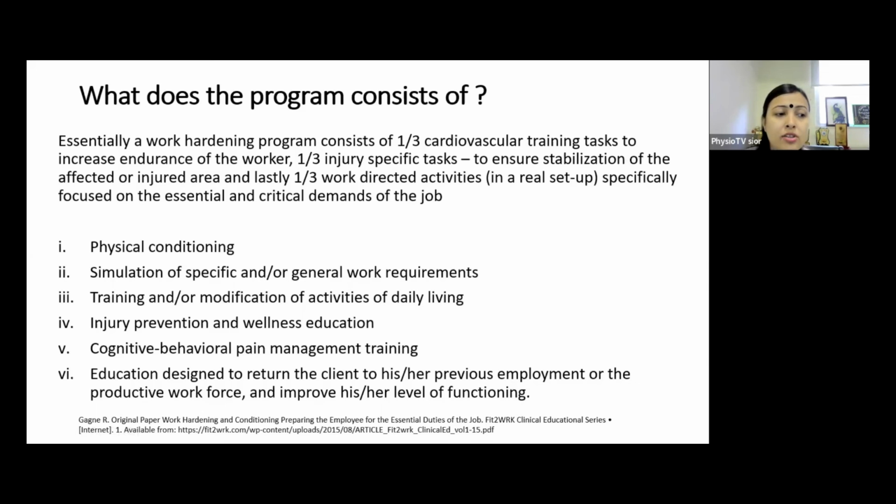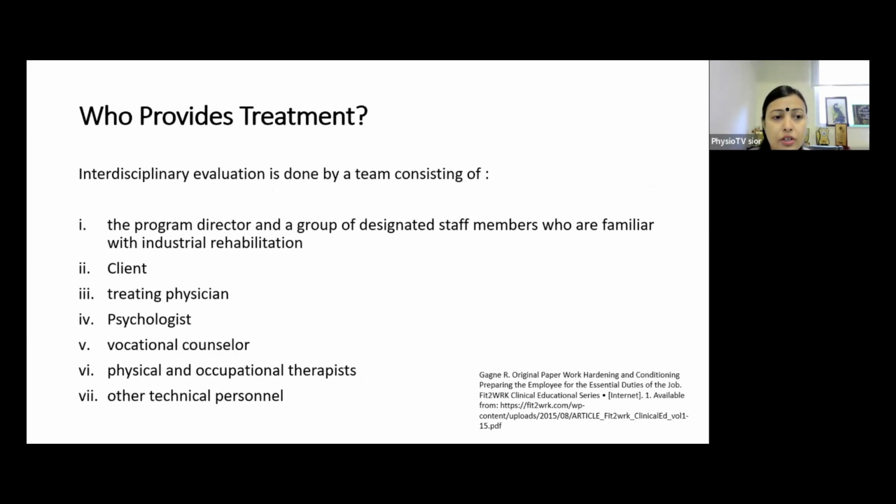And education has to be designed to return the client to his or her previous employment or the productive workforce. So the aim has to be that the worker has to become as productive as before the injury or an episode which had happened, and also improve his or her level of functioning.